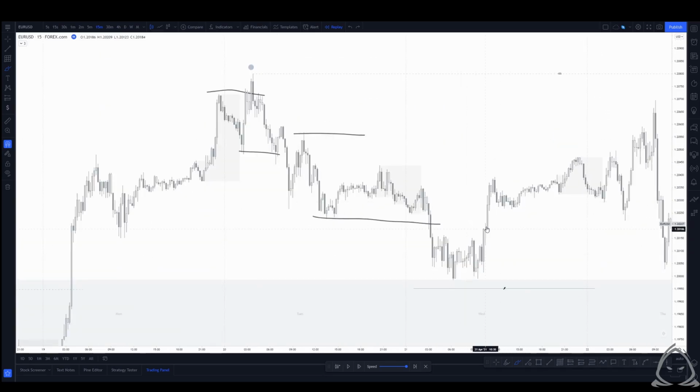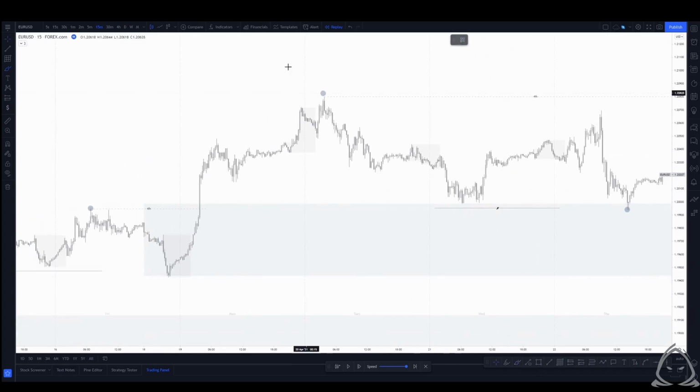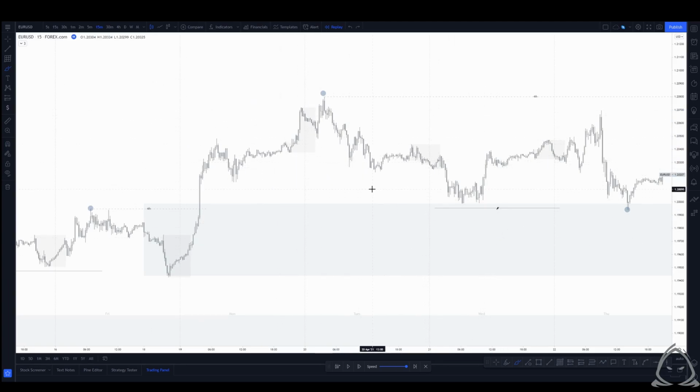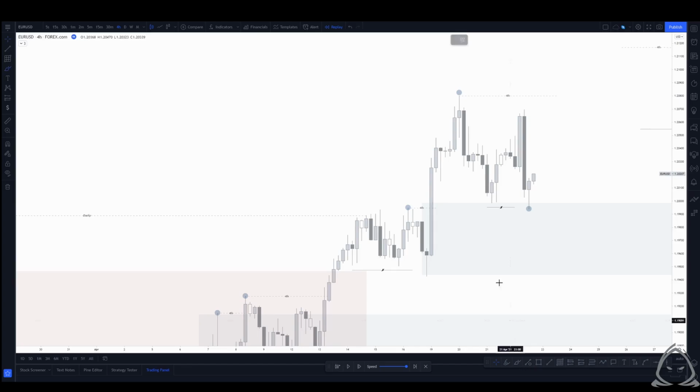But again, all that I'm trying to convey here is that this little bit of structure right here was the variance between the 4 hour and the 15 minute. And what we are able to do is understand that the 15 minute breaking structure and starting to create a downtrend does not mean that price action is going to continue bearish, because we're able to look at multi-time frame market structure and see what that actually means on a 4 hour chart. It gives us a better understanding that this is more than likely a pullback.